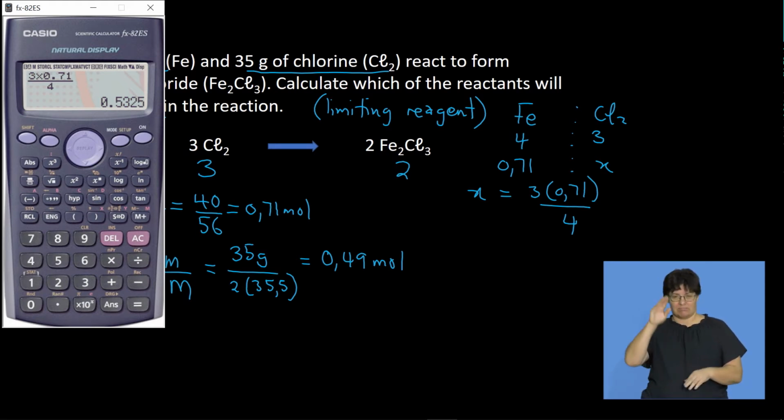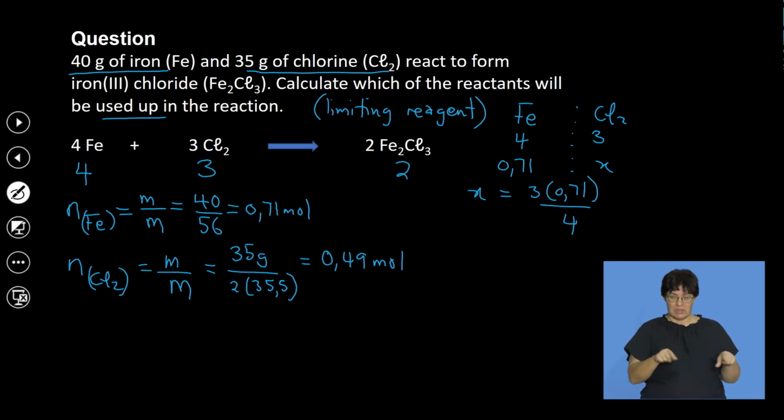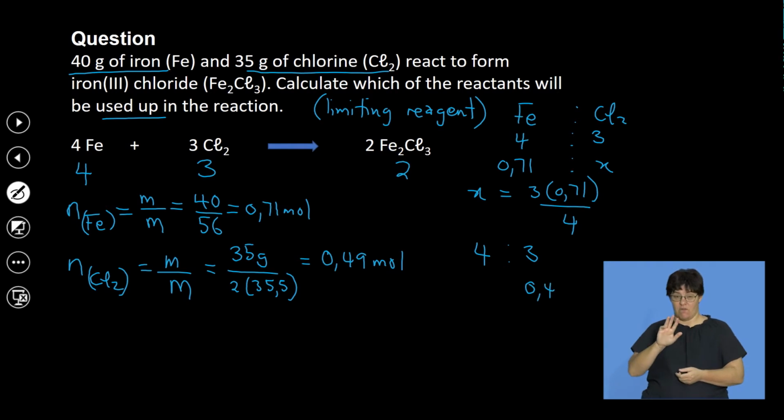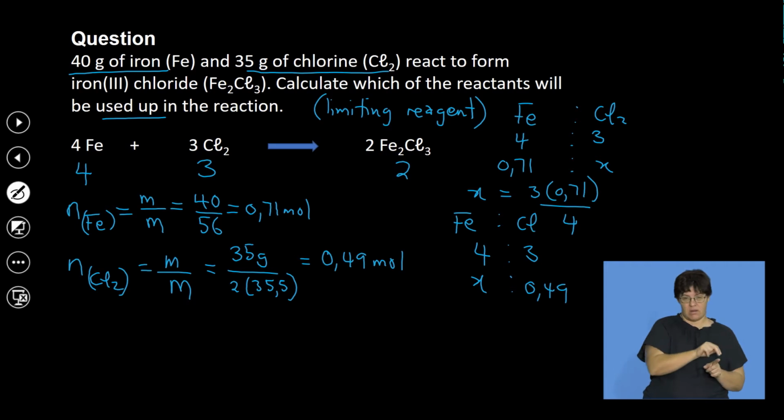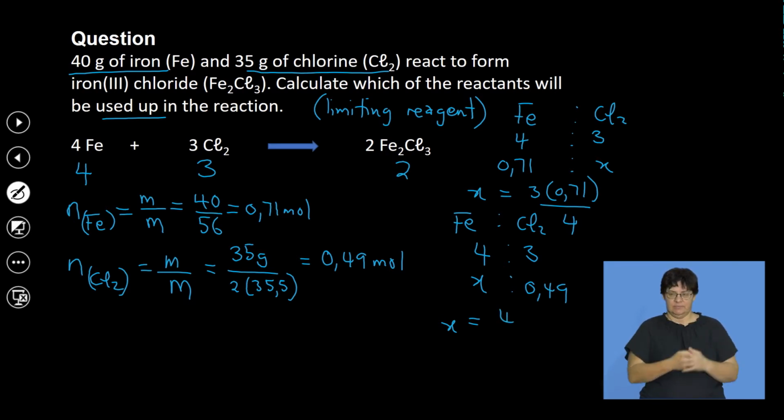Now, let's do it the other way around and use the same ratio of 4:3, all right? Let's say all the chlorine reacts. Okay, how much chlorine do we have? 0.49, right? And then for 0.49, how much iron do we need, right? So it's still the same ratio, iron is to chlorine, okay? Right, so by simple calculation, our X becomes, we cross multiply 4 multiplied by 0.49, right, over 3, okay?